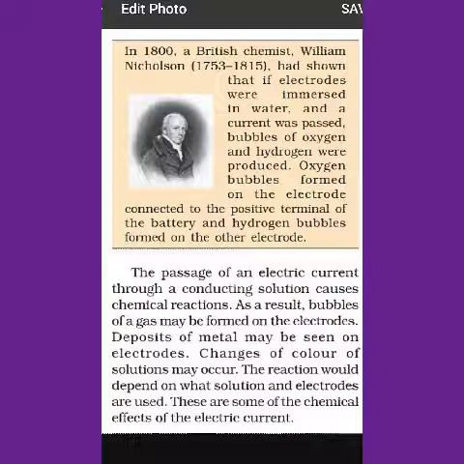So whenever there is a chemical reaction and current is passed through a chemical substance, how will you know that the chemical reaction has taken place? It will be seen either with evolution of gas, either some gas will be given out, or you will see that some substance will collect around the rods or the electrodes, or the third thing will be there will be change in the chemical which is kept. There will be change in the solution. This reaction will depend on the solution and electrodes used. These are some of the chemical effects of the electric current.